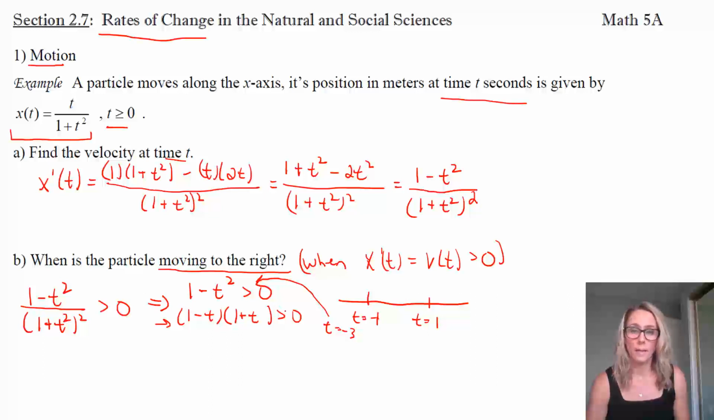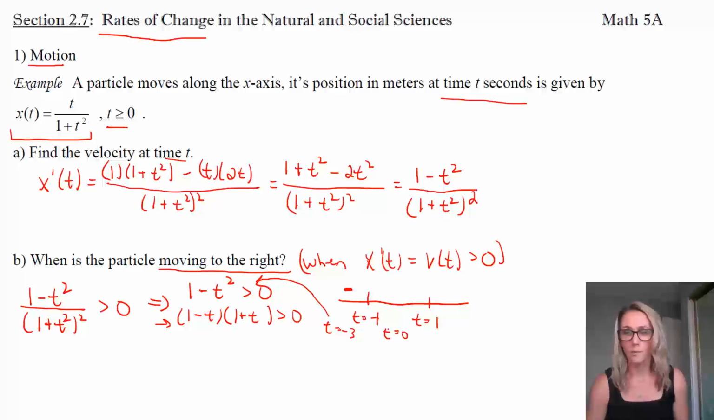So if we put in -3, you can see that we get 1 minus -3 squared. No matter what you put in, that's going to be positive. So -3 squared is 9, and 1 minus 9 is -8. So that numerator is going to be -8, which is not positive. So we have a negative here. I'm doing this just to determine for what values of t I have a positive value.